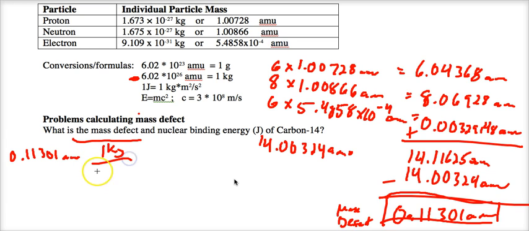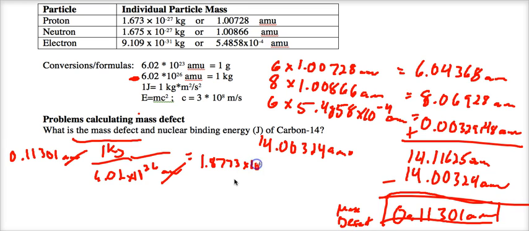1 kilogram on top, 6.02 times 10 to the 26. Okay, and that is in AMUs. The units, AMUs are now gone. Kilograms are on top. Okay, we're going to have a kilogram mass of 1.8773 times 10 to the negative 28. First of all, that is a small number, times 10 to the negative 28. It should be. Okay, that's where the E button is really important.